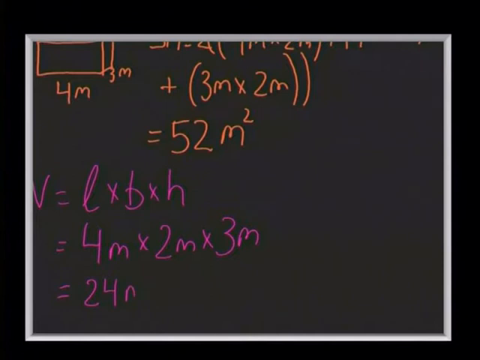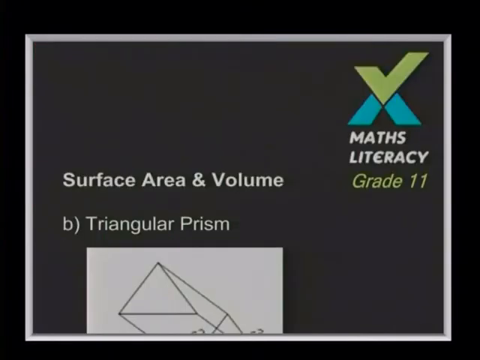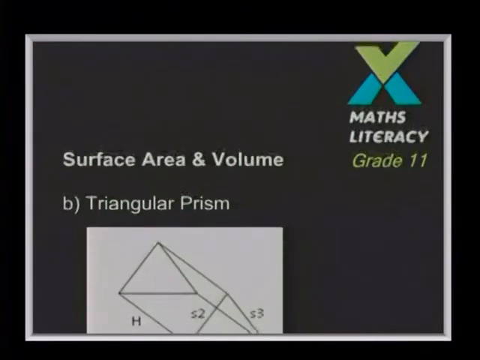24, we're dealing with volume, which is three-dimensional, so 24 meters cubed. And we can also see that we've actually multiplied meter by meter by meter, which gave me my meter cubed. Right, let's move on to our triangular prism.